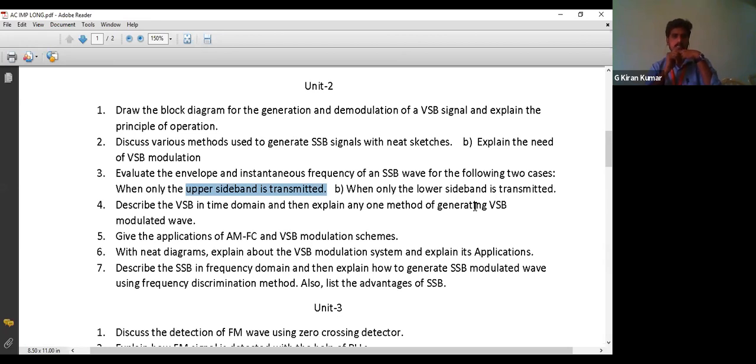And next question you can see: describe the VSB in time domain and explain any one method of generating VSB. Next, give the applications of AM-FC. Here AM-FC, full carrier, means AM. They are asking the applications of AM and VSB modulation schemes. And with a neat diagram, explain VSB modulation system and its application. Describe the SSB in frequency domain representation. As we have already discussed, frequency and time domain representations are very, very important in all three chapters. So this is about the second chapter important questions.